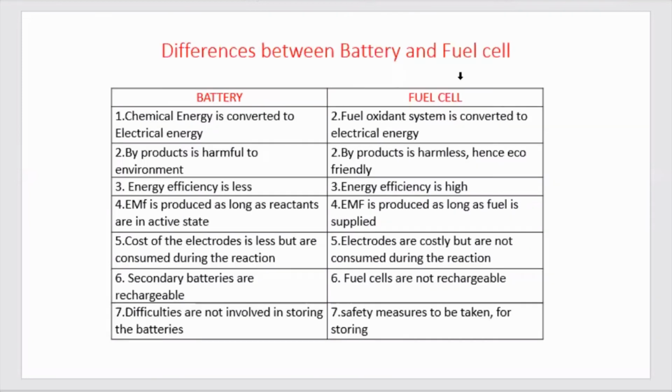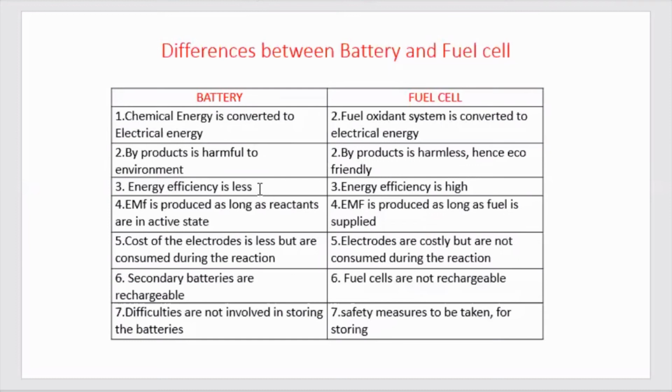The differences between the battery and the fuel cell are as follows. A battery is a device where chemical energy is converted to electrical energy. In the fuel cell, the fuel-oxygen system is converted to electrical energy through an electrochemical process. In a battery, byproducts are harmful to the environment. After the reaction, what products are produced? They are harmful to the environment, whether it is a lead acid battery or a zinc MnO2 battery. In a fuel cell, the byproduct is harmless, hence eco-friendly. The products of the reaction are carbon dioxide and water. They will not cause much environmental pollution.